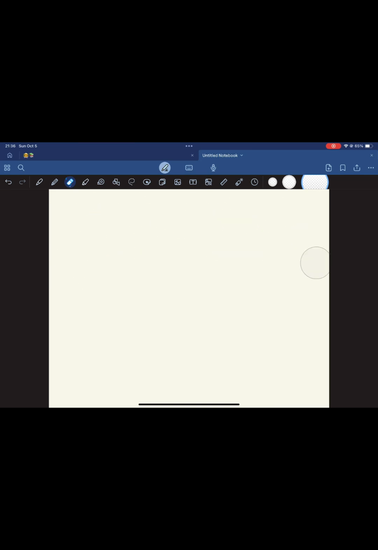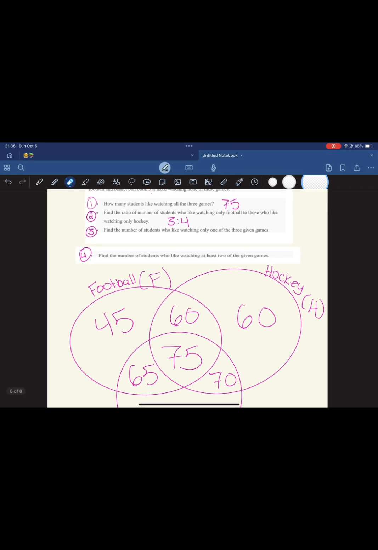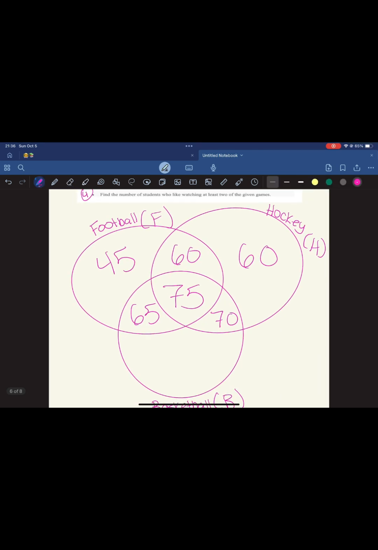So let's make ourselves some space, and now we are going to figure out our only basketball. I'm sorry, I kind of clipped out basketball a little bit and wrote up too low, but let's figure out our basketball. So our total for basketball is actually going to come out to 310. So we want to make sure that we write that real quick.